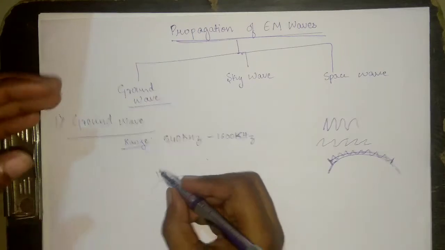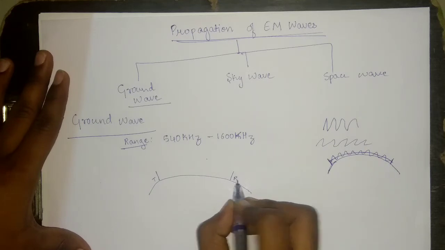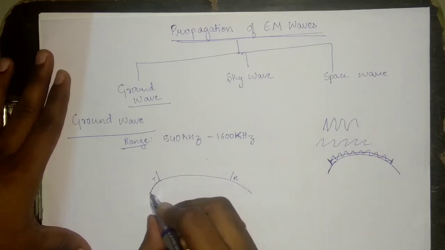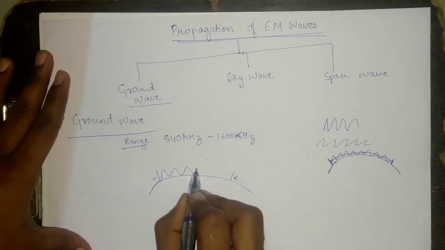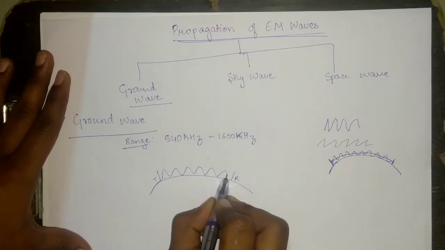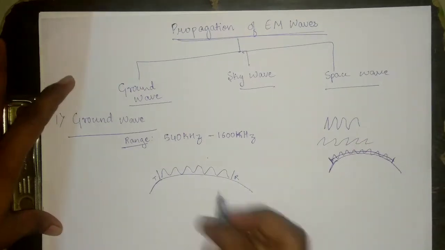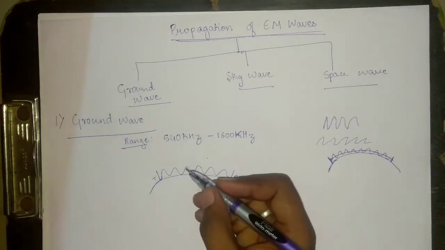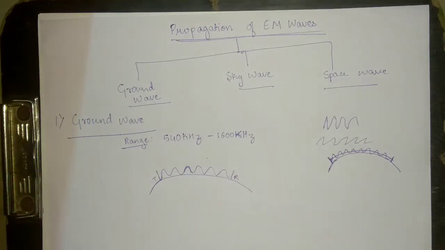Now as I told, this is the transmitter and this is the receiver antenna. In this, the waves will propagate in a vertical manner, and the frequency is very less if you compare it with the frequency range in sky wave or space wave. That was all about ground wave propagation.